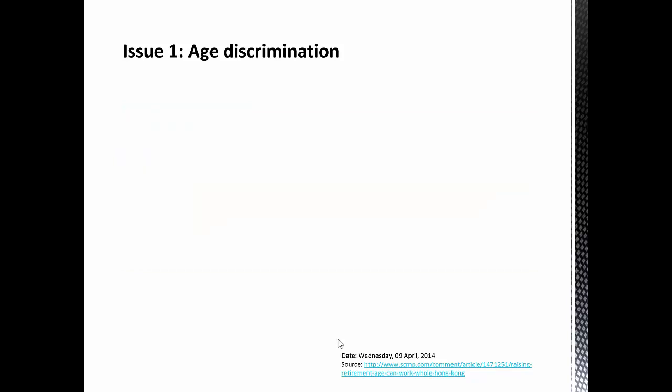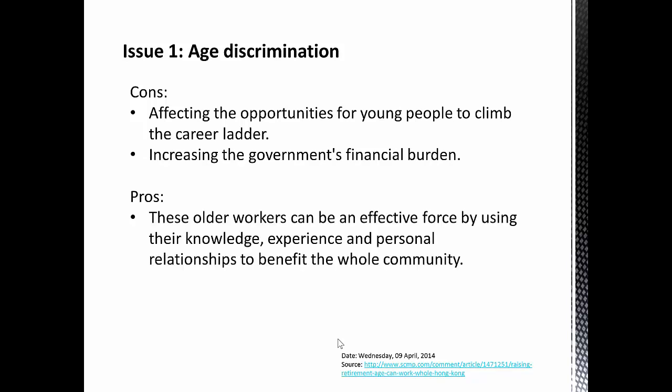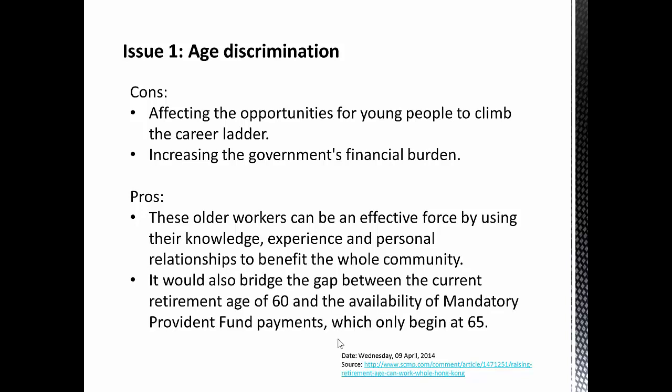The article continued with the pros and cons of extending the retirement age, suggesting that the cons are affecting the opportunities for young people to climb the career ladder, increasing the government's financial burden. The pros are that these older workers can be an effective force by using their knowledge, experience, and personal relationships to benefit the whole community. It would also bridge the gap between the current retirement age of 60 and the availability of MPF payments, which only begin at 65.